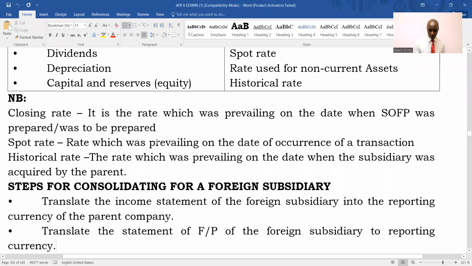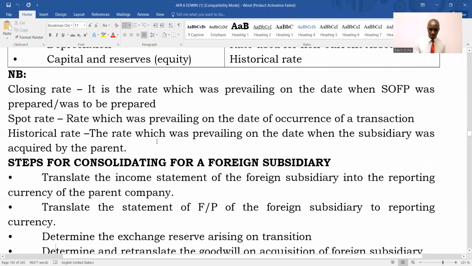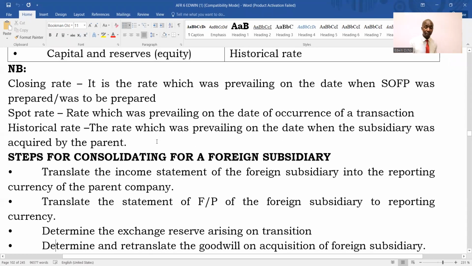So that is the case. The main thing is all about those methods, those rates. We have said incomes and expenses, average. Assets and liabilities, historical. Dividends, spot rate. Capital and reserves, historical rate. The assets and liabilities, closing.